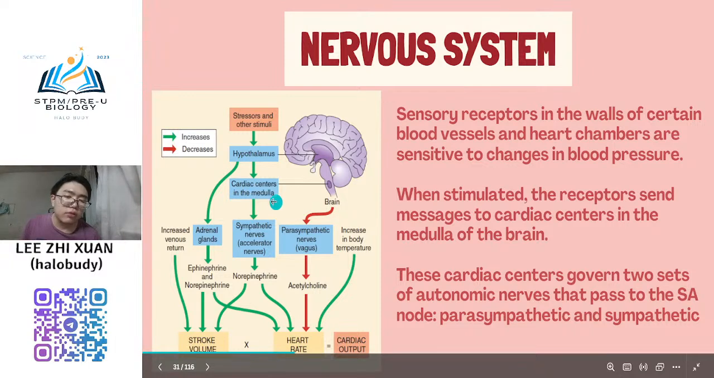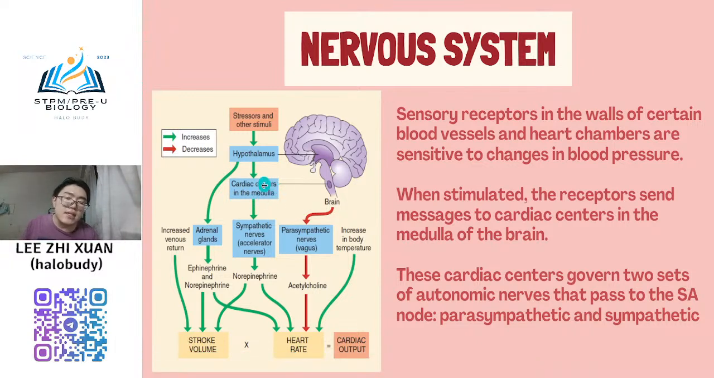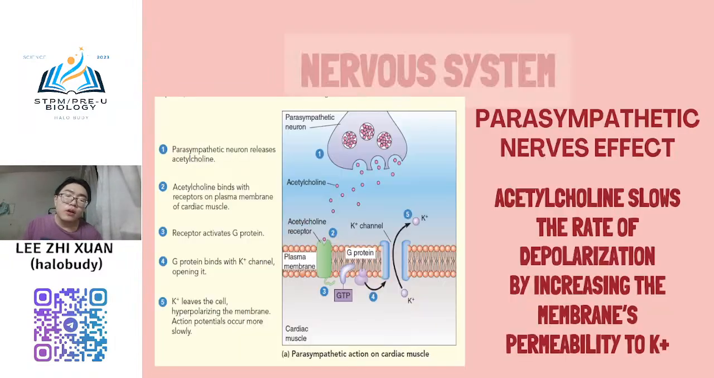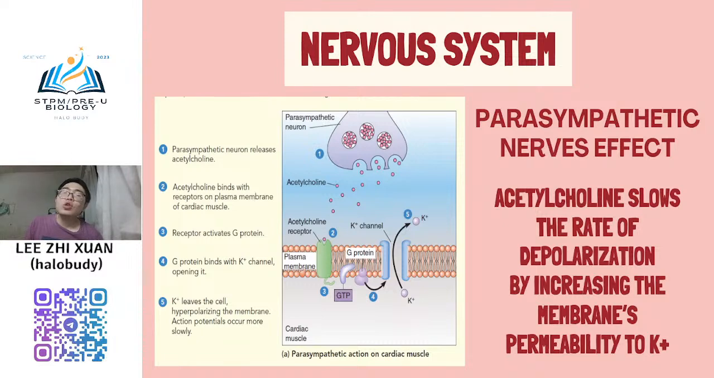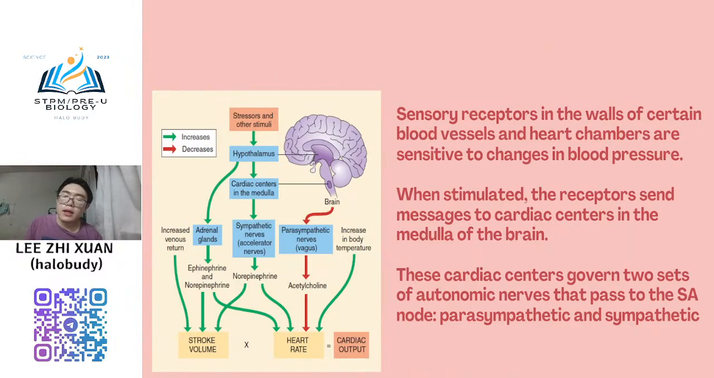I just want to let you know that once the stimulus has entered the cardiac cycle, the cardiac cycle will modulate the information it receives, and then it will send the impulse either through the sympathetic or the parasympathetic. Okay. So what happened to the parasympathetic?